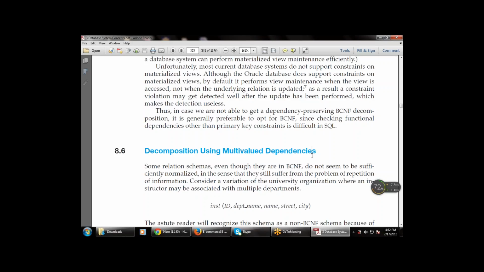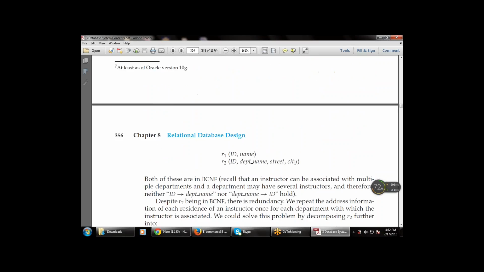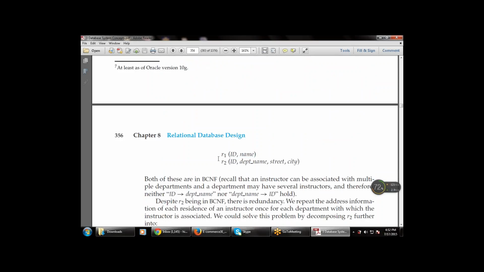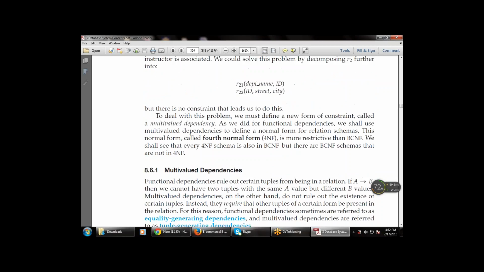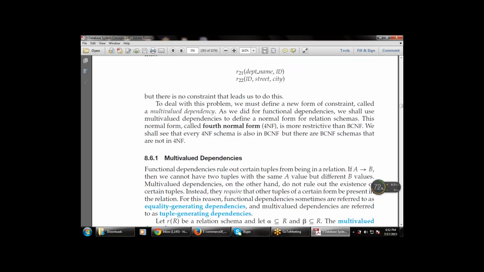Consider a variation of the university organization where the instructor may be associated with multiple departments. So this is the example: instructor with ID, department name, street, and city. This is divided into two parts: R1, that is ID and name, and R2, that is ID, department name, street and city. To deal with the problem, we must define a new constraint known as the multivalued dependency.